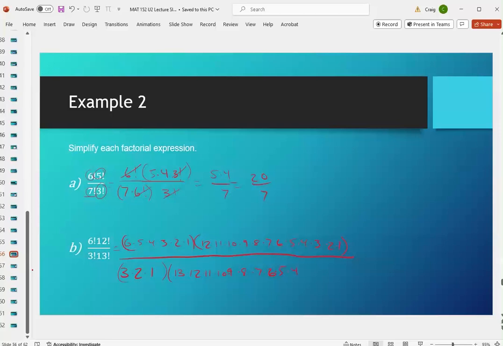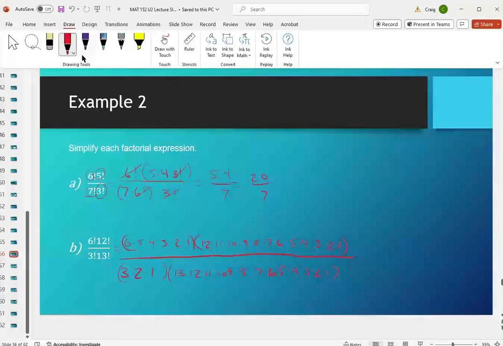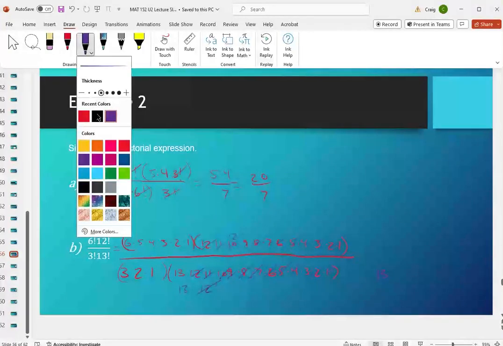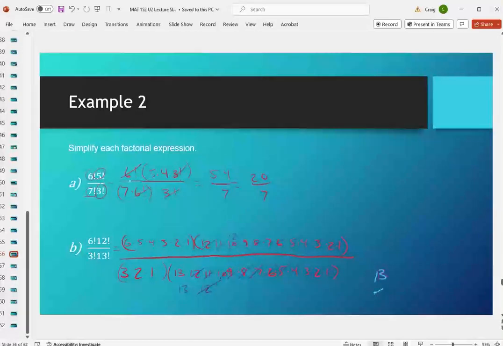Now you should see how all of this is going to cancel out, just like I did in the previous example. And I'm just going to grab a different color here to show it. Well, 12, 11, 10, 9, 8, all of these are going to cancel out. And this was 12 factorial. This was 13 times 12 factorial. Those cancel out, so we've got a 13 on the bottom.